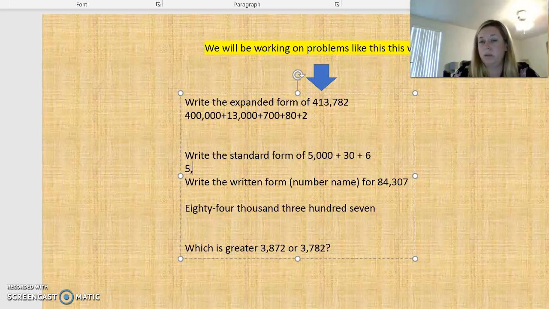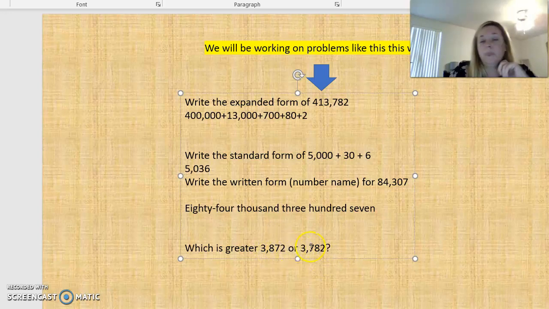5,000. I'm going to put a comma there because it goes after the thousands. 5,000. I have 0 hundreds. We have to put a 0 there. That is an important placeholder. And we have 30 and we have 6. Write the written form. That's when we spell it out, of 84,307. Right down here we have it, 84,307. It's spelled out.